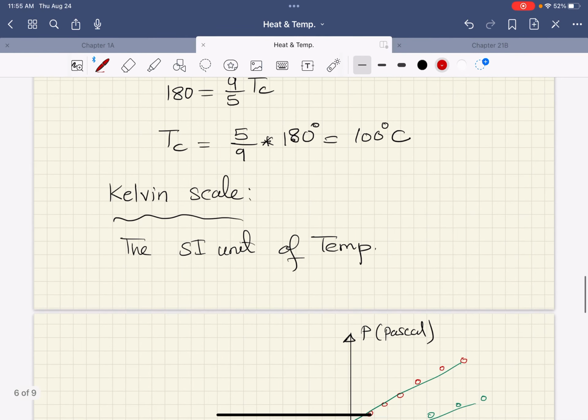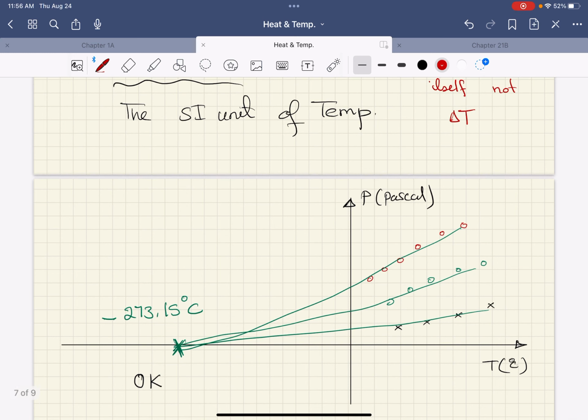Now for the Kelvin scale, that is the one that we use in all the equations. Anytime you have an equation where T is by itself, not delta T, because for delta T we don't convert since the conversion disappears. It is the SI unit of temperature. SI means the standard system of international units.